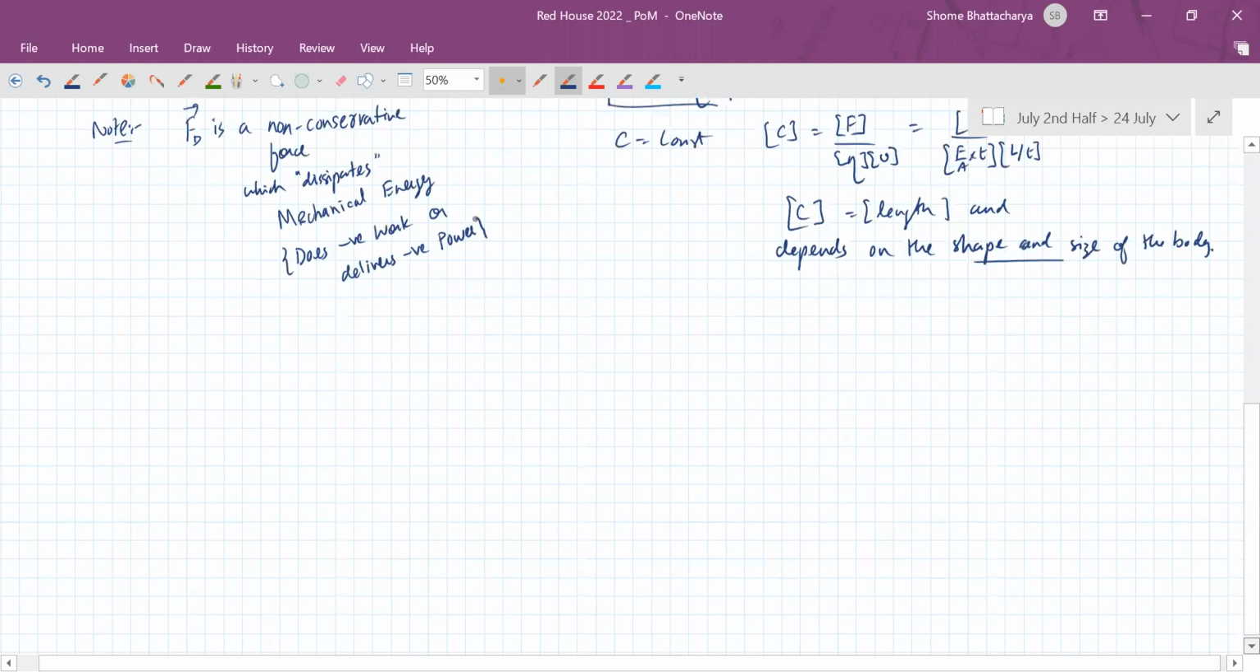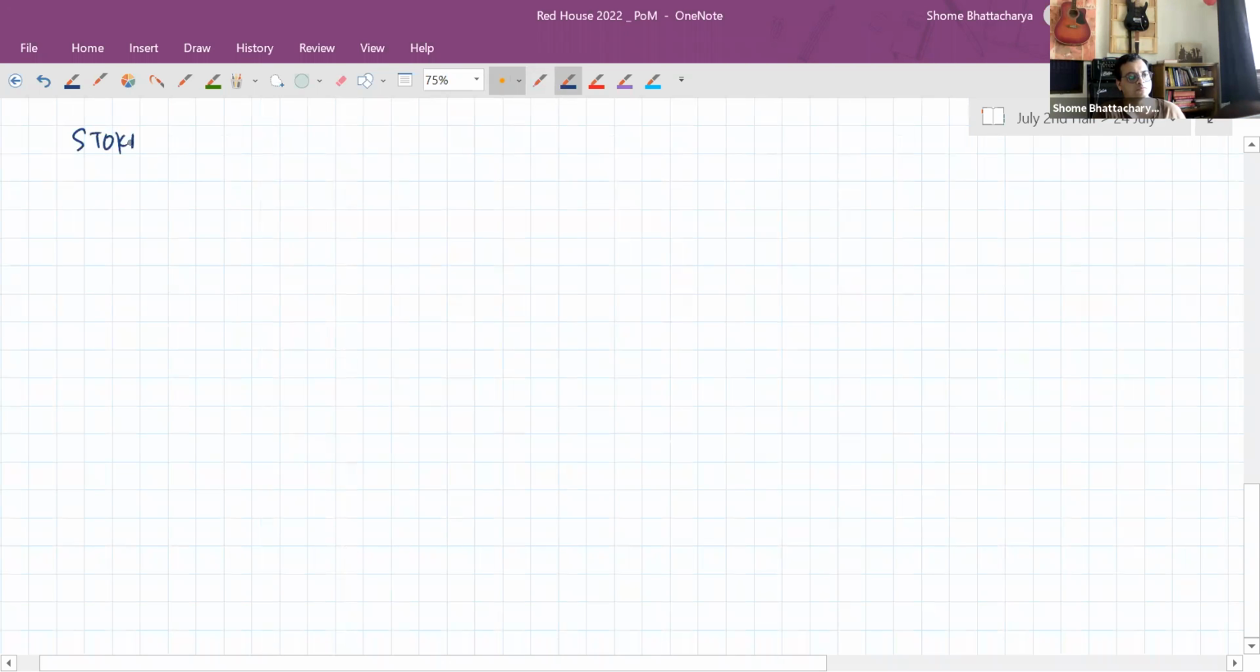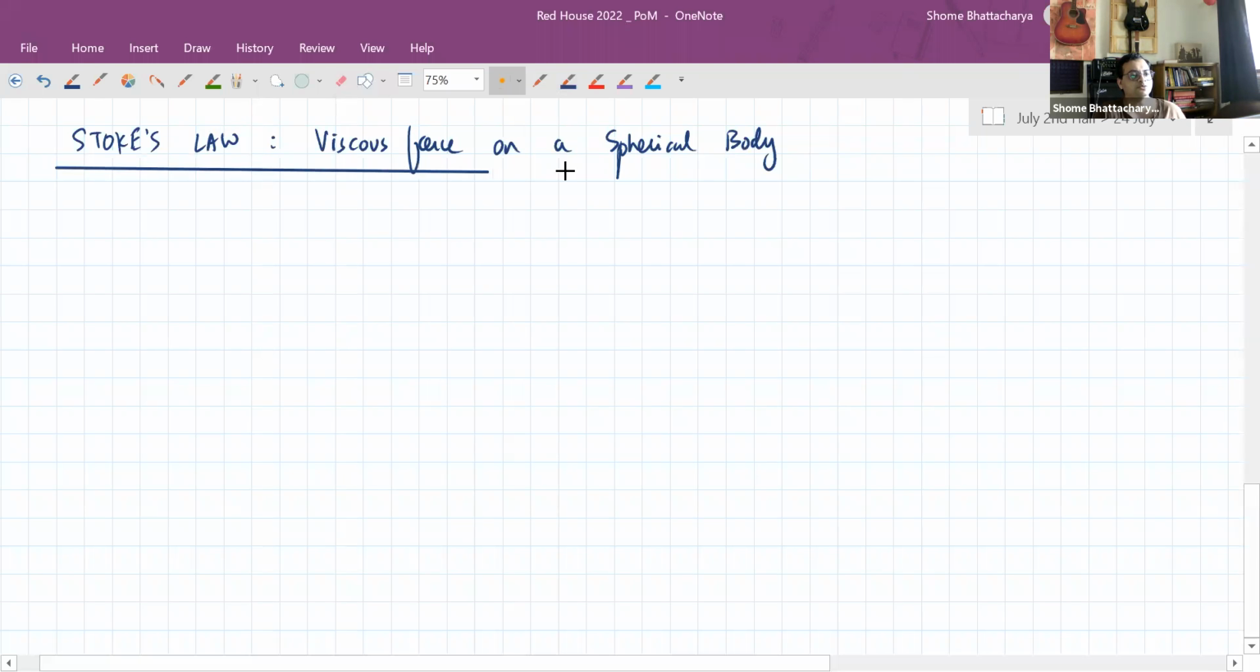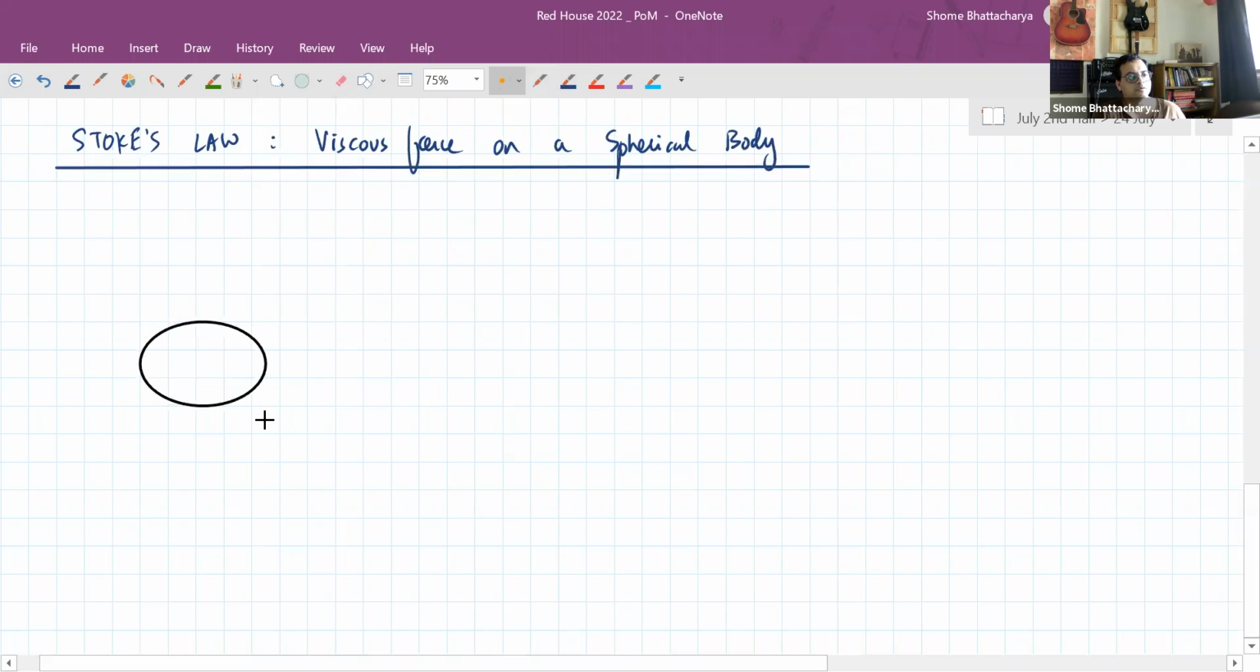Okay, so now we will see the special case of drag force on a spherical object, and Stokes law. So obviously we are talking about a spherical body moving inside a viscous fluid. It need not be a solid sphere, it can be a hollow sphere also. The important thing is that the outer surface is spherical.